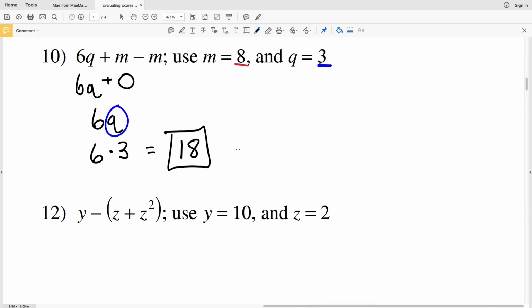In this video, I only went over numbers 1 through 10. In the next video, I'll do numbers 11 through 20. And in the last video, the third video that completes this worksheet, will be numbers 21 through 26.